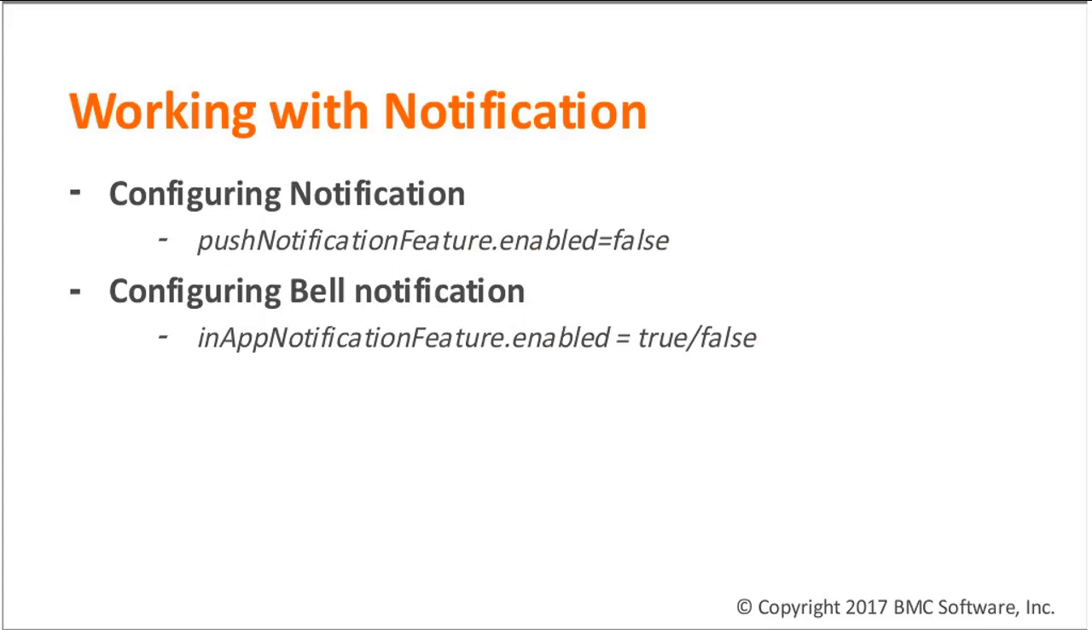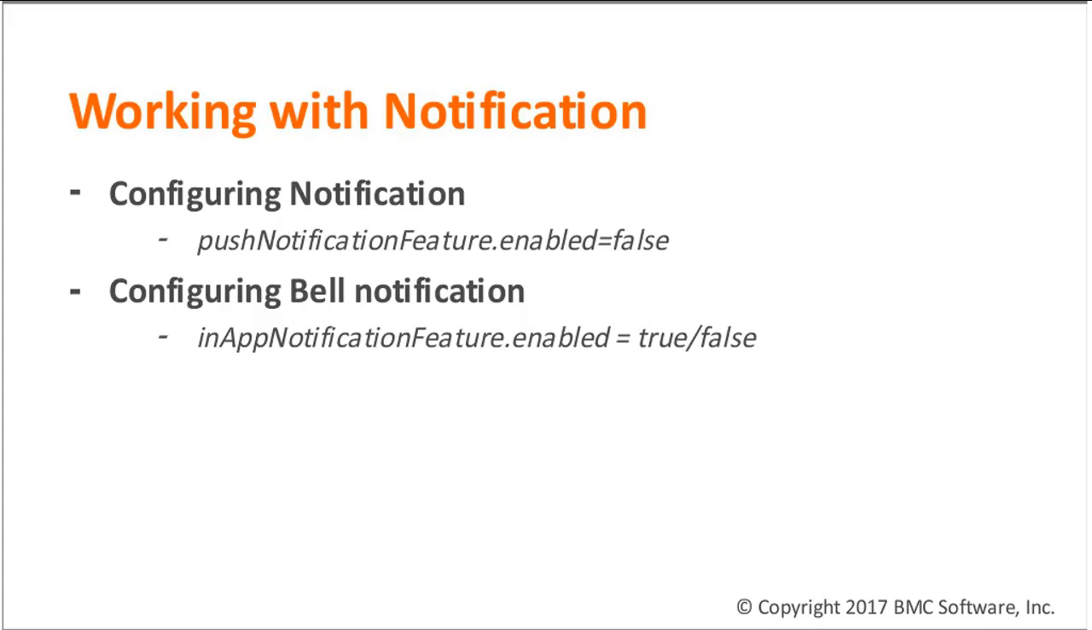Now, some of the configurations related to notifications: we also have in-app and push notifications for all these different notifications that we talked about, email, and so on. Let's say you are not using the mobile app today and you wanted to disable the push notification service, you could do so by using this configuration property, which is called push notification feature enabled. By default it is enabled, so you can set it to false, and this should be set in the connect.properties file.